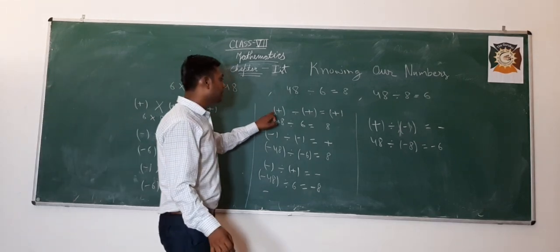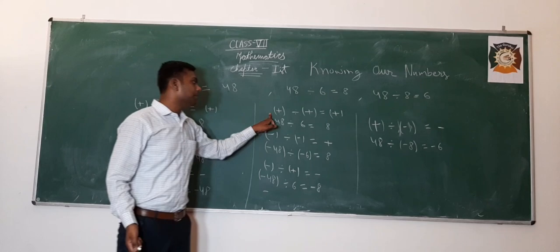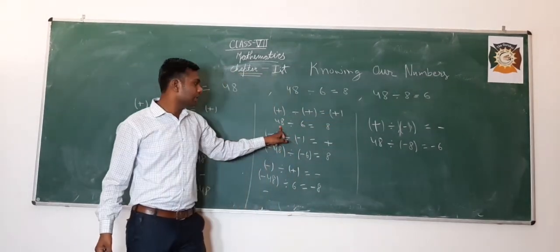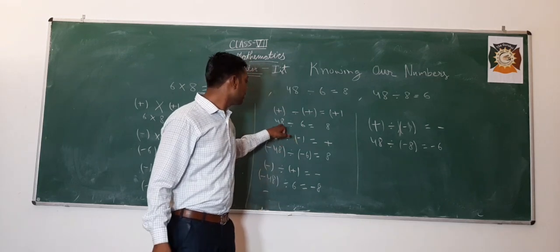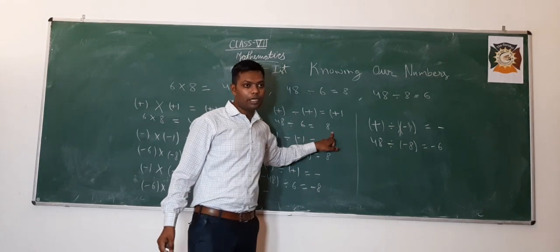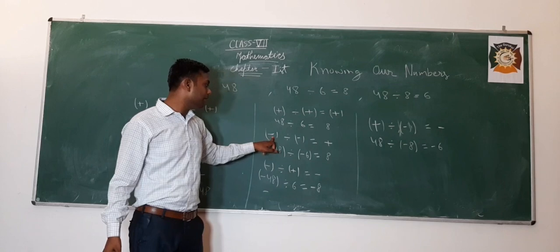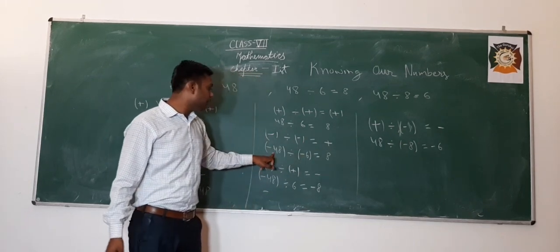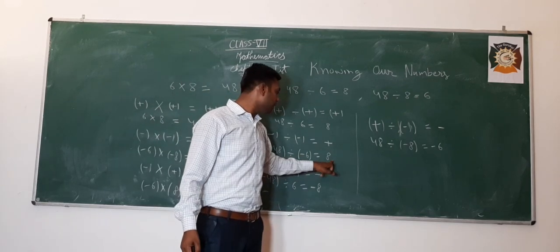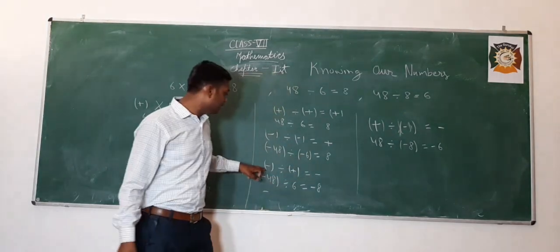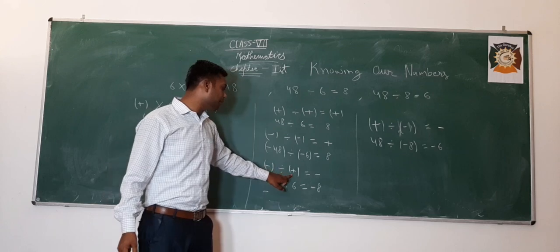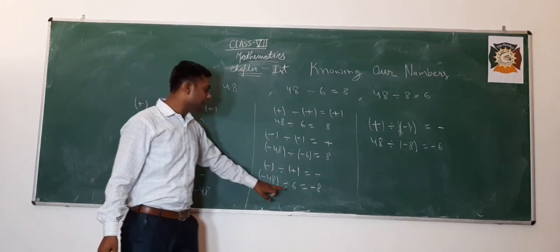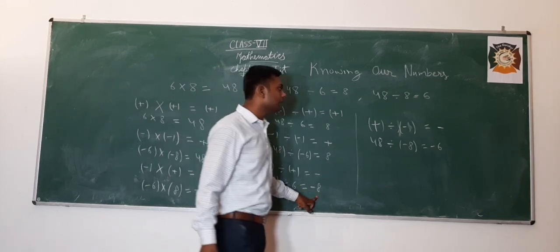I repeat, if we divide a positive number by a positive number, then its sign will be positive, and the numerical values are divided as you learned in the previous classes. 48 divided by 6 is equal to 8. And the next, when a negative number is divided by a negative number, that will be positive. Minus 48 divided by minus 6 is equal to 8. And the next one, a negative number divided by a positive number, the result will be negative. Minus 48 divided by 6 is equal to minus 8.